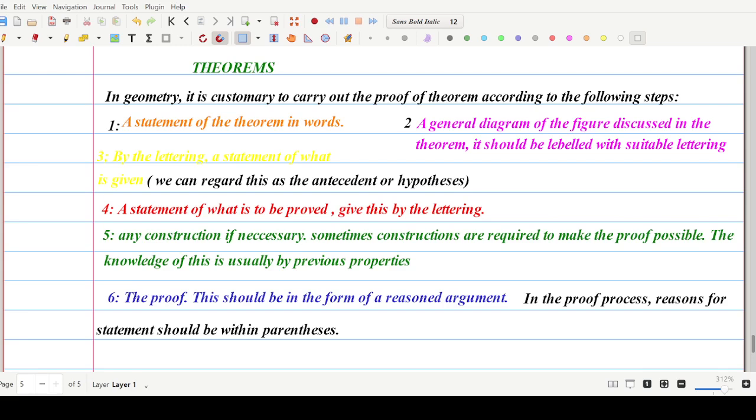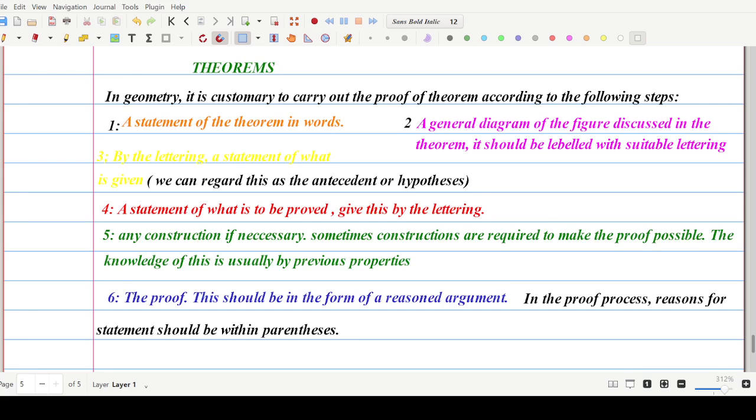Now, theorems. In geometry, it is customary to carry out the proof of a theorem. I told you that a theorem can be proved, but we cannot prove an axiom. We prove the theorem by logical reasoning on definitions. Don't forget, a definition is also a form of property. We also use axioms and previously proved theorems. Maybe if a theorem is previously proved, we can base on that to establish a given theorem.